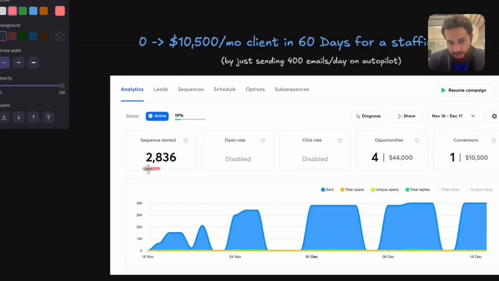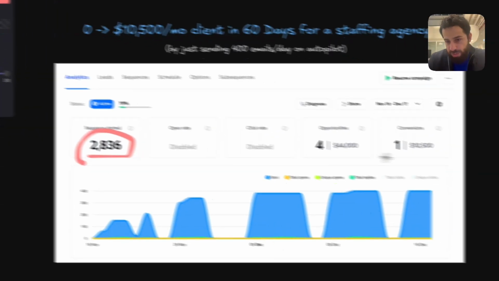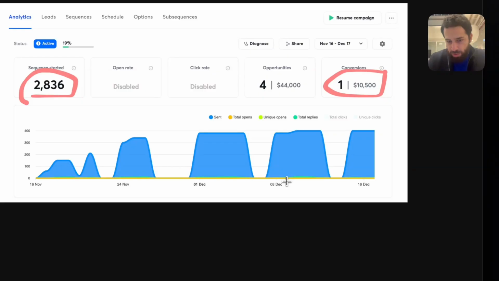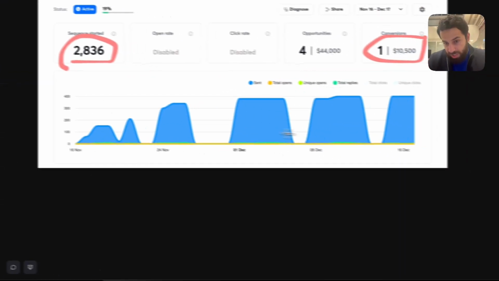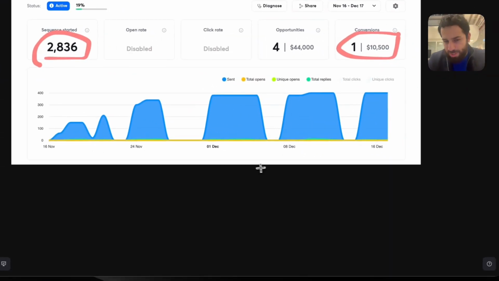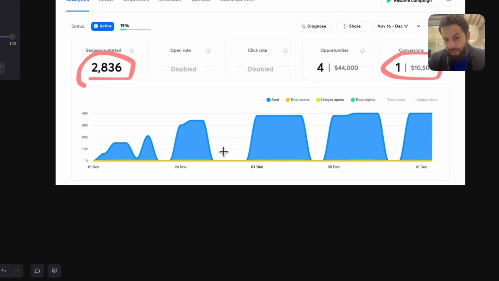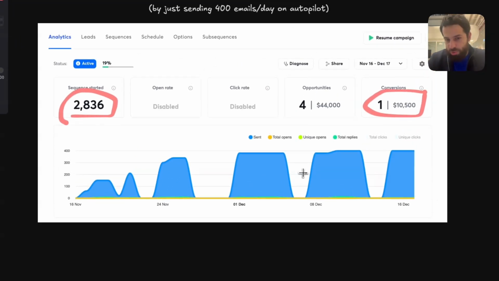In total, you see here, we sent 2,836 emails and we landed one client for $10,500. This is the emails that we're sending. We're slowly ramping them up. The gaps that you see, this is for the weekend. Obviously, we don't send emails on the weekend. And then Thanksgiving as well, because we're launching this campaign during end of the year.